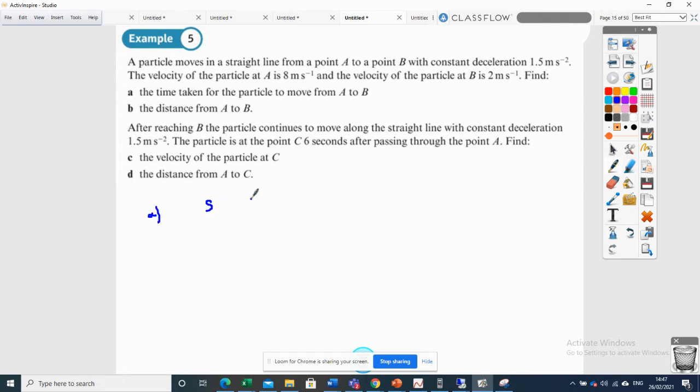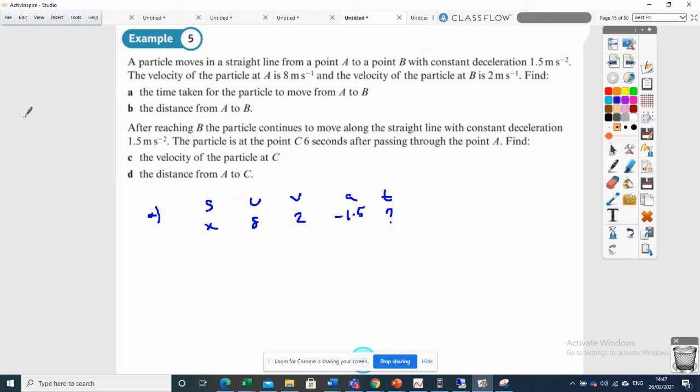So S, U, V, A, T. S, do we know? No. And it's not part of the question to start off with. U, the initial velocity, is 8. V is 2. The acceleration is negative 1.5. It's decelerating. And T, we are trying to find.